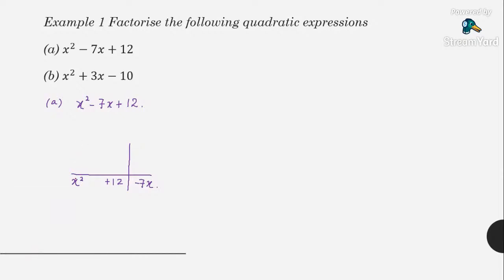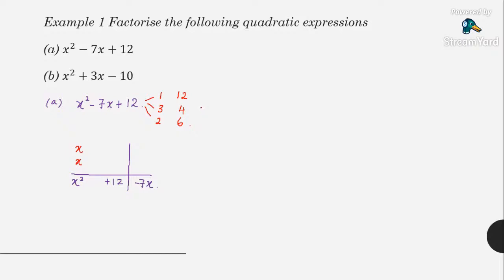So how do we get x squared? It will be x times x. And then how do we get 12? You have to think of the factors of 12. So factors of 12, we have 1, 12. We have 3, 4. We have 2, 6.